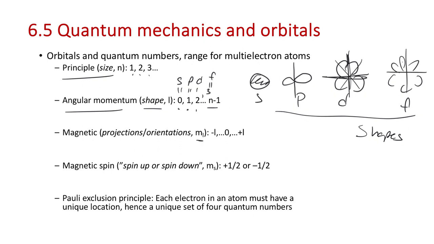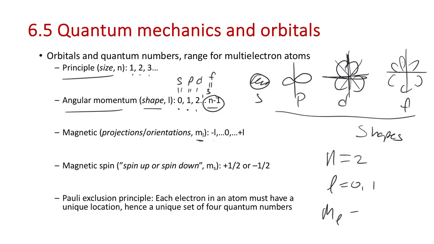Then we have another quantum number that's going to tell us how many orbitals are possible with that particular shape. So the magnetic quantum number m sub L ranges from minus L to 0 to plus L. Once we start putting this together, hopefully this will make a little bit more sense. But if you imagine for a given n value, let's say n is equal to 2, then L could be equal to 0 or 1, but it can't be equal to 2 because the highest L can be is n minus 1.